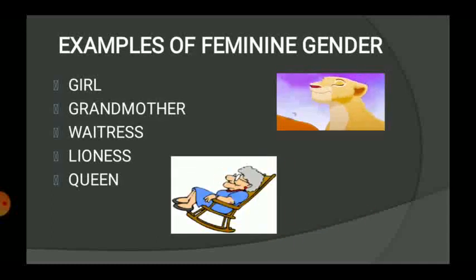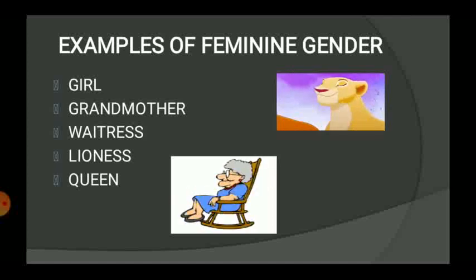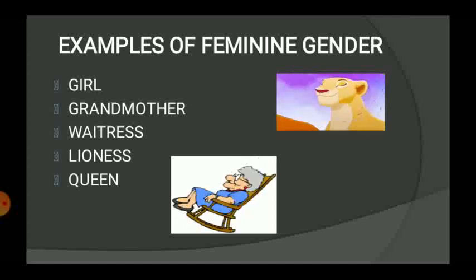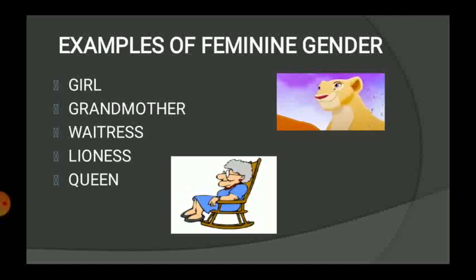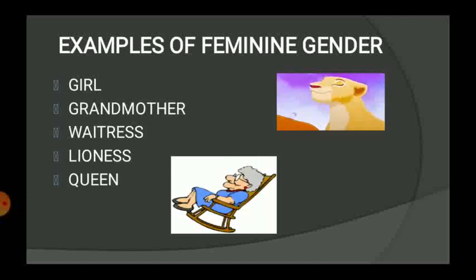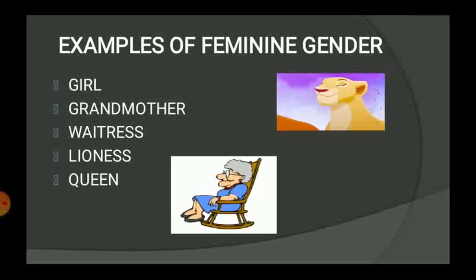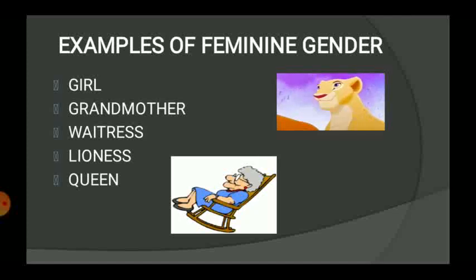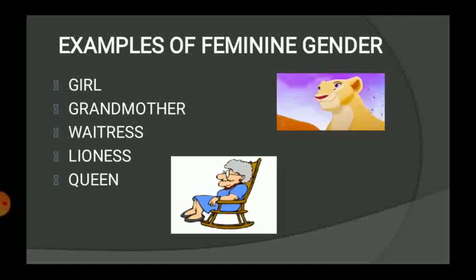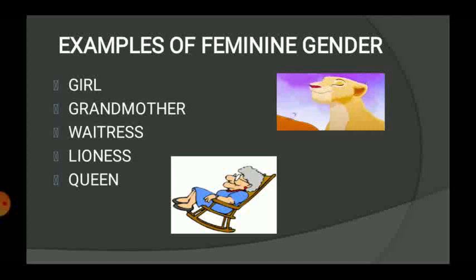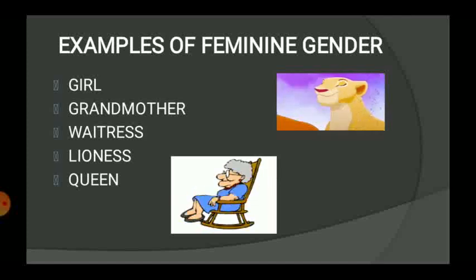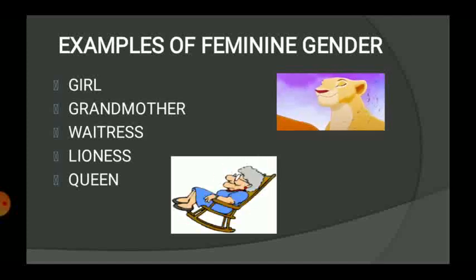Now next are the examples of feminine gender. Girl, grandmother, waitress, lioness, queen. Now all these nouns are telling you about the female category. So they belong to feminine gender. And the way to remember feminine gender is F for female and F for feminine.